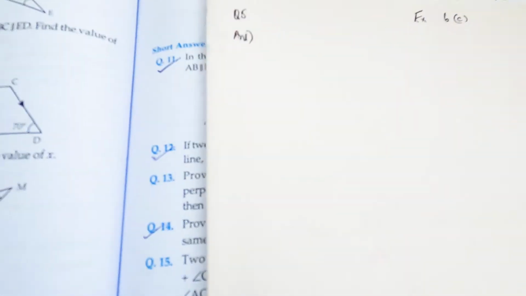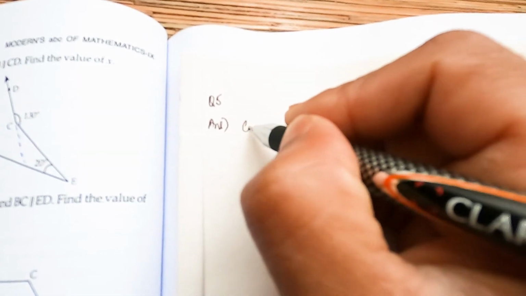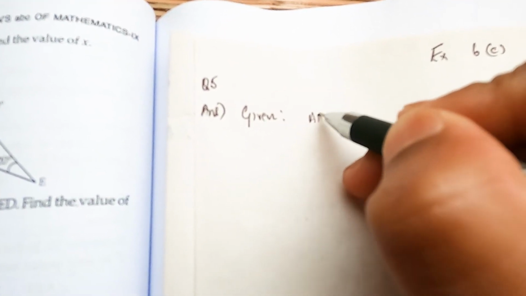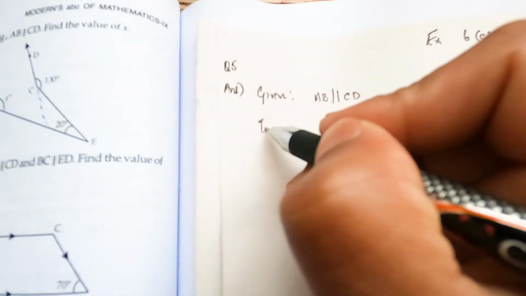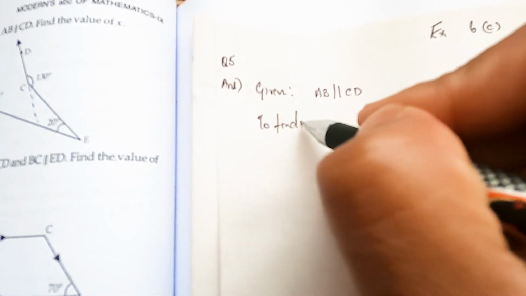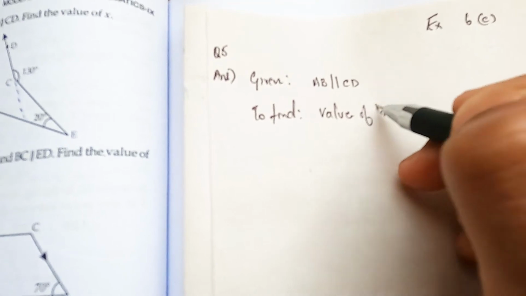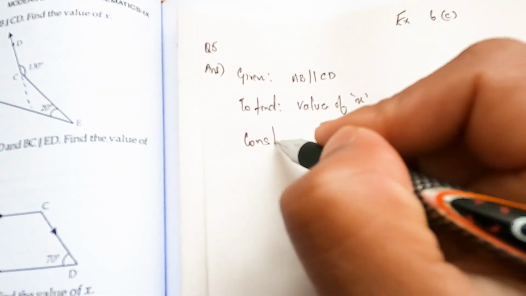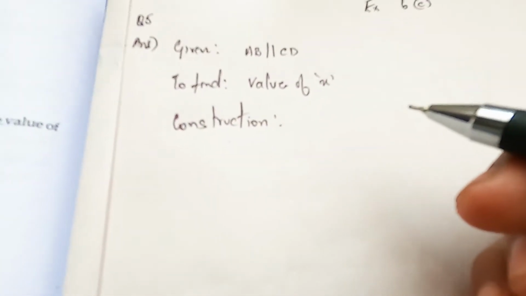I hope the concept is clear. So you write given. Given AB is parallel to CD. Then to find, what do we have to find? Value of x. Then construction. We did some construction over here.